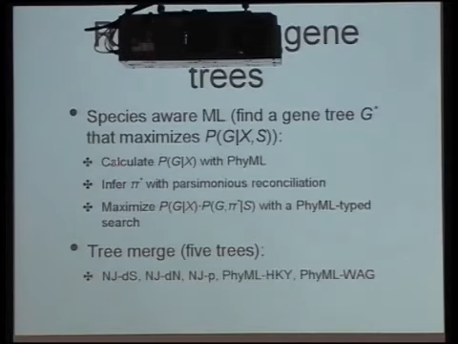The details is, first, I calculate this probability given the multiple sequence alignment and the tree. This probability is calculated by FIMO, by ML, and infer the pi star, the parsimonious tree reconciliation with the standard algorithm. And we maximize this probability with FIMO type search. Basically, I just integrate my code with FIMO. It is a modified FIMO. And for tree merge, I actually merge 5 trees: the neighbor joining synonymous tree, neighbor joining non-synonymous tree, neighbor joining p-distance, 5ML HKY model, and WG model.